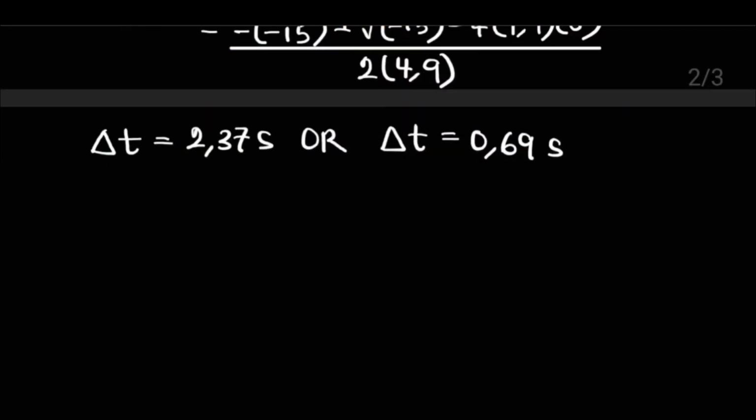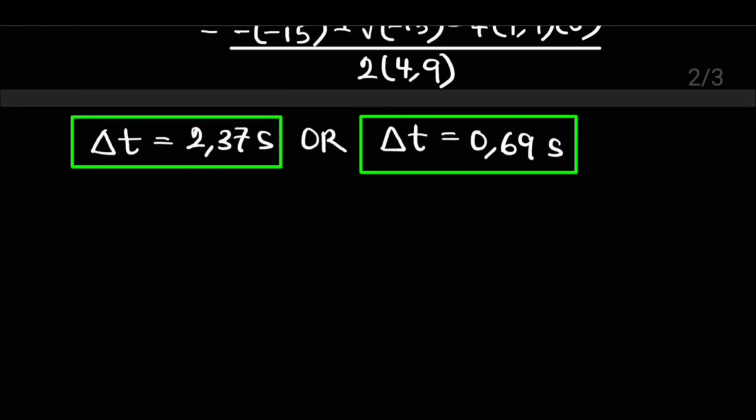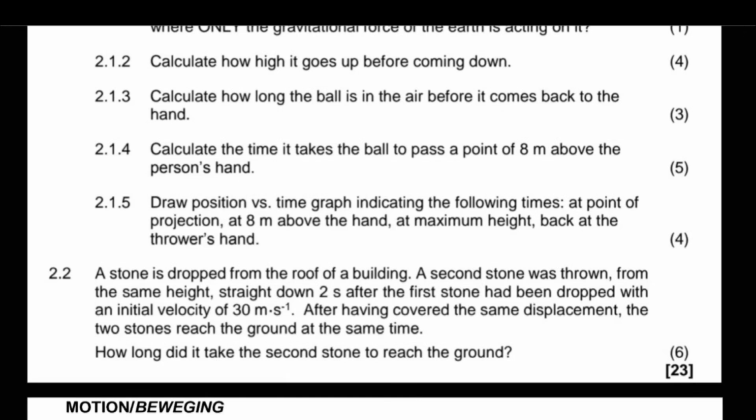Okay, so how do we show this? We can underline both answers because they both are acceptable. So these are our two answers for that question. Now 2.1.5 says draw a position versus time graph indicating the following times. So we need the time at the point of projection, at 8 meters above the hand, at the maximum height, and back at the thrower's hand.